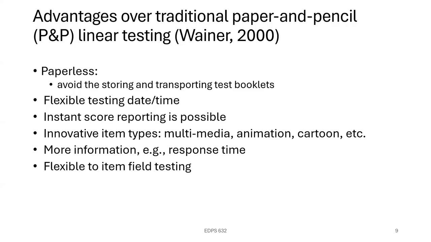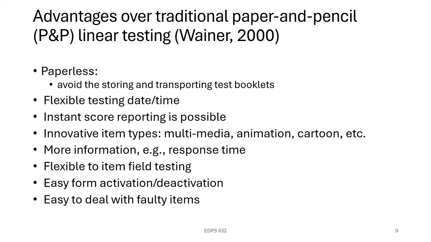And also, flexible field testing. We'll discuss this in the future. We have an item bank, but we need to periodically retire some old items and add new items. Computerized adaptive testing can be much more convenient for us to do this. These can also be considered advantages. Though published in 2000, they are still valid.